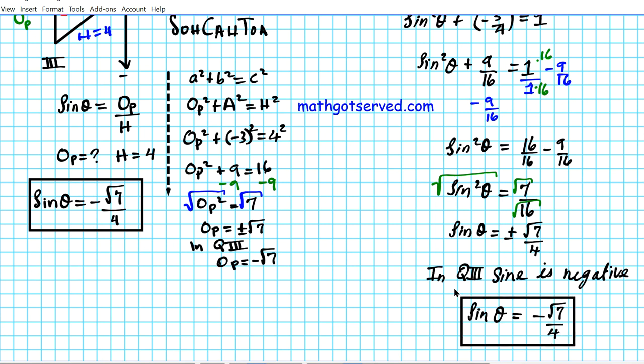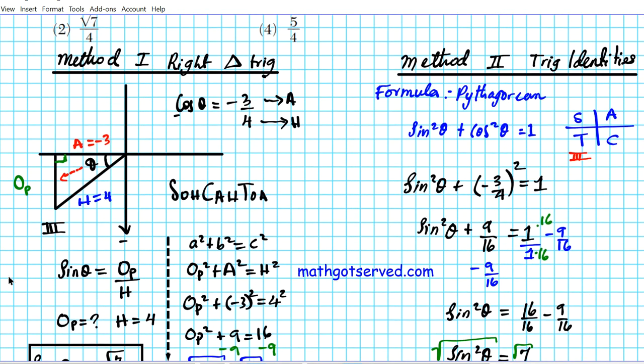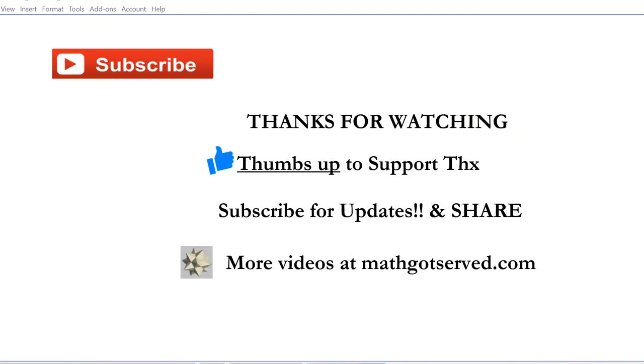Ladies and gentlemen, which method do you prefer and why? Do you prefer the right triangle trig method or the method of trigonometric identities? Tell us which method you prefer in the comment section below, and also indicate to us why you prefer that method.